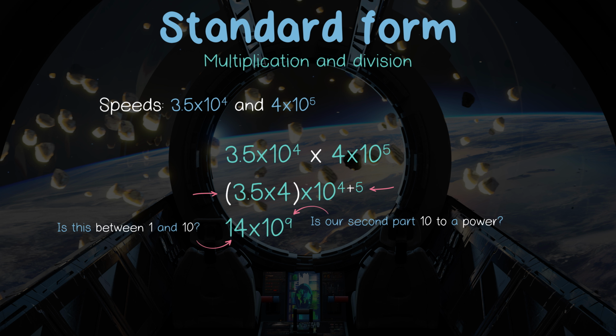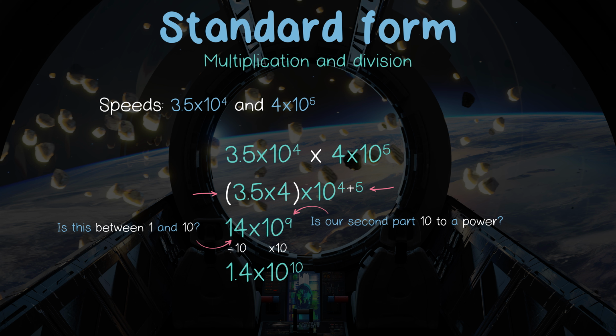This time we have 14, and 14 is not a number between 1 and 10. So our answer is not yet in standard form. To make 14 become a number between 1 and 10, we can just divide it by 10, and that now gives us 1.4. But we need to do one last thing. We need to multiply our 10 by another 10, changing our power from 9 to 10. And we do this so that we're still representing the same number.